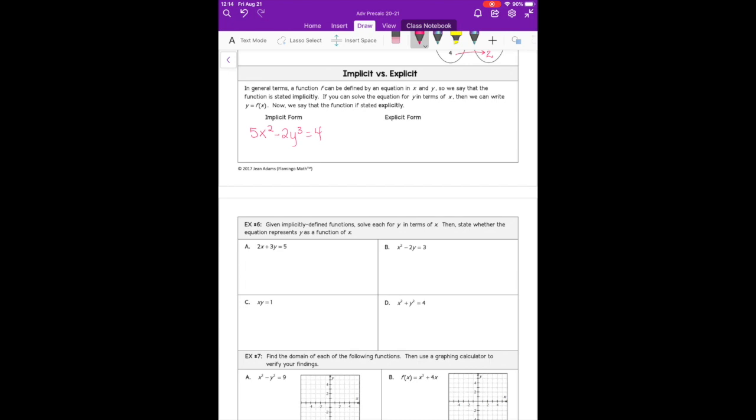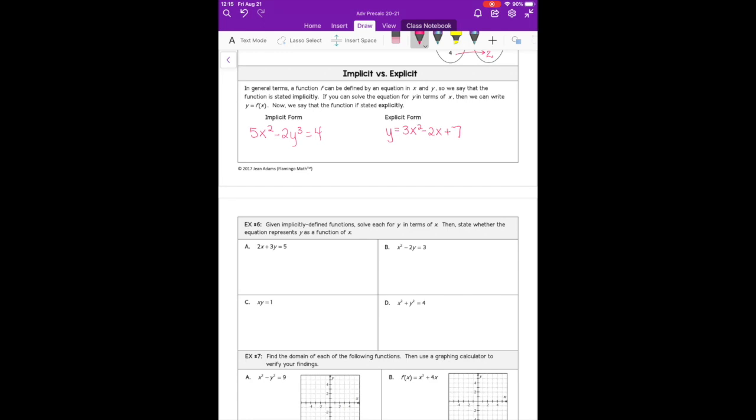An explicit form would be something like a quadratic function. Quadratic being a parabola. A linear function or a line is explicit form. A polynomial you could put in explicit form. There's lots of examples there, okay?